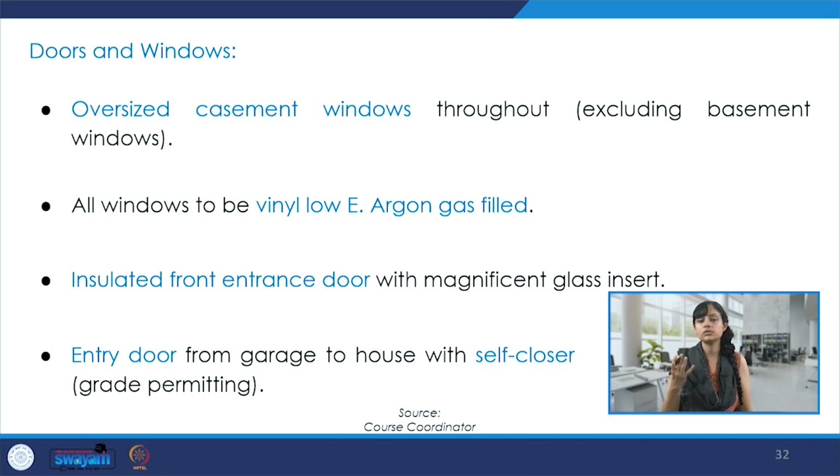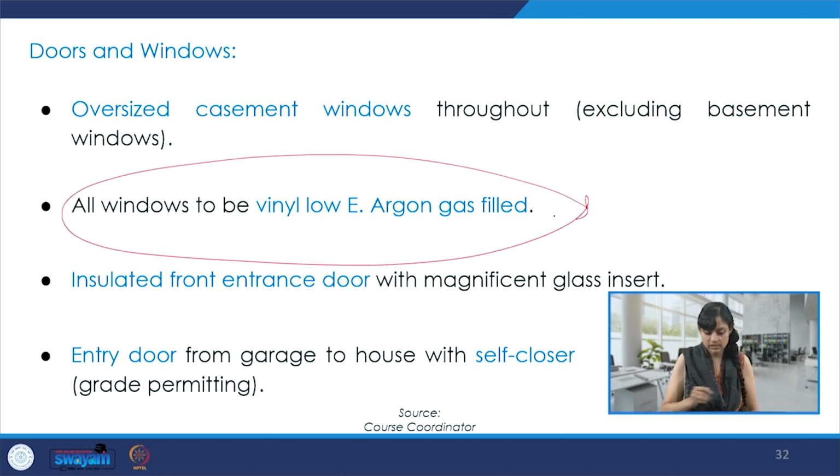All windows have vinyl, low E, and are argon gas filled. So these are also very technical details in the field of interior design. We try to have low volatile organic compounds. We try to have more finishes which are better suited to health and so on. So we have that in one of the modules where we talk about green interiors.